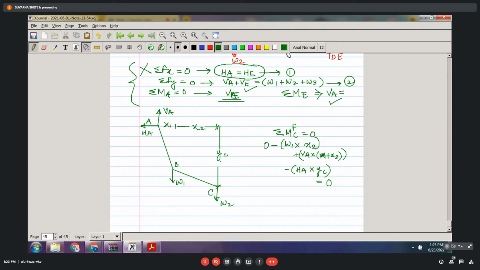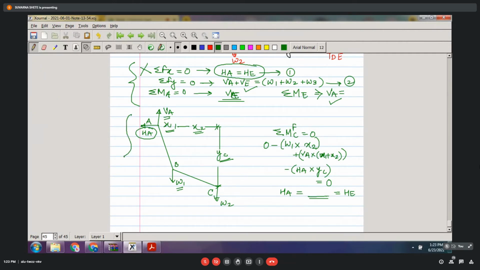आता जर मला YC माहिती आहे, x1 माहिती आहे, x2 माहिती आहे आणि W1 पण माहिती आहे, VA पण माहिती आहे, ऑलरेडी मी काढला. Can I find out HA? Yes, ma'am. I will get the value of HA, which is nothing but HE. बरोबर का? Yes, ma'am.